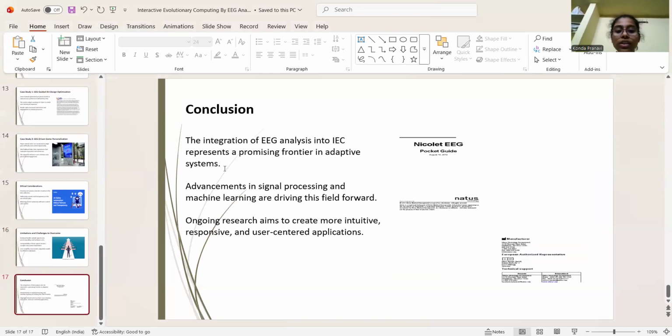Conclusion. The integration of EEG analysis into IEC represents a promising frontier in adaptive systems, and it enables adaptive user-centered systems with advances in machine learning and signal processing. This technology has strong potential for future applications.